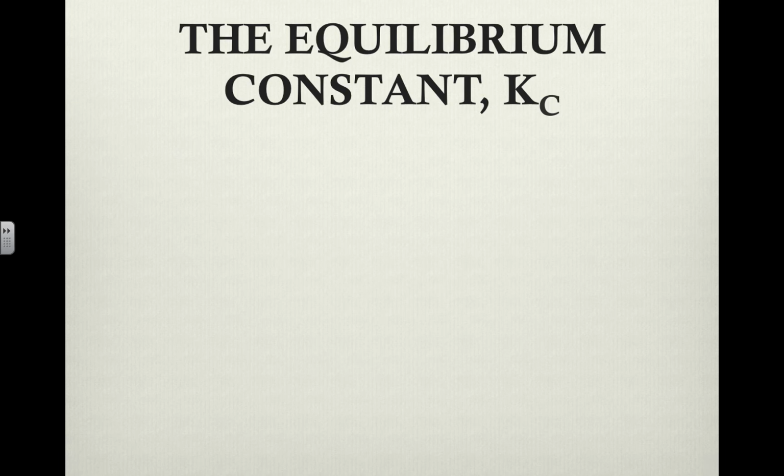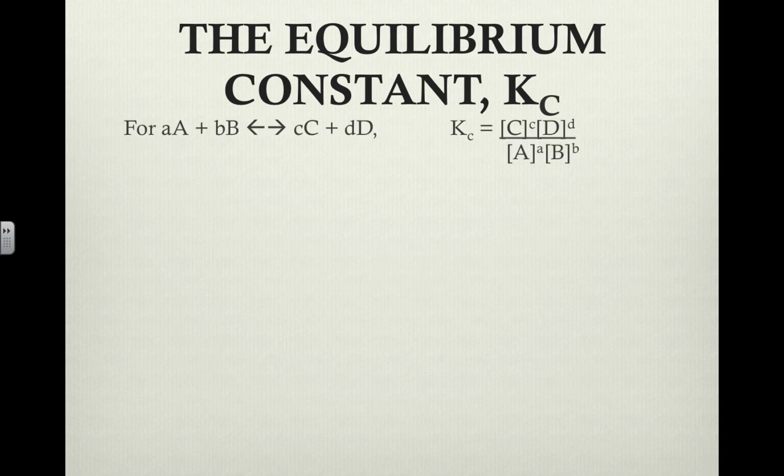So today we're going to talk mathematically about equilibrium, and we're going to learn how to write the expressions and do some calculations for the equilibrium constant, which is known as Kc. So if we have a reaction where A plus B yields C and D, and the lowercase letters are their coefficients, our Kc expression is going to look like this.